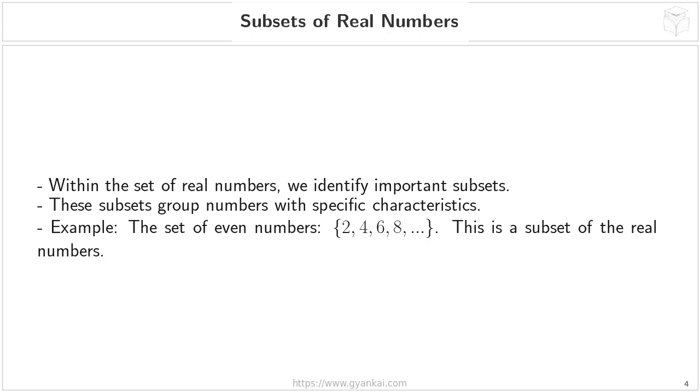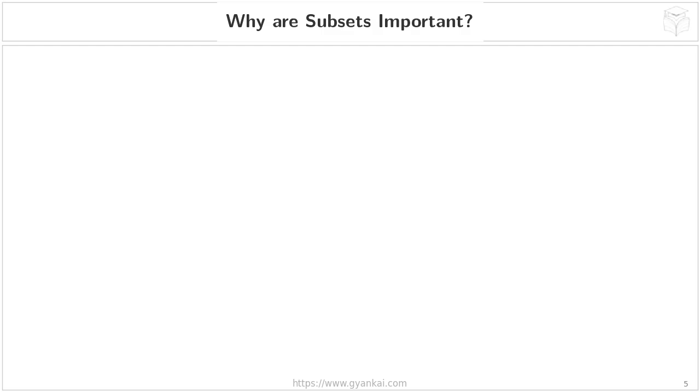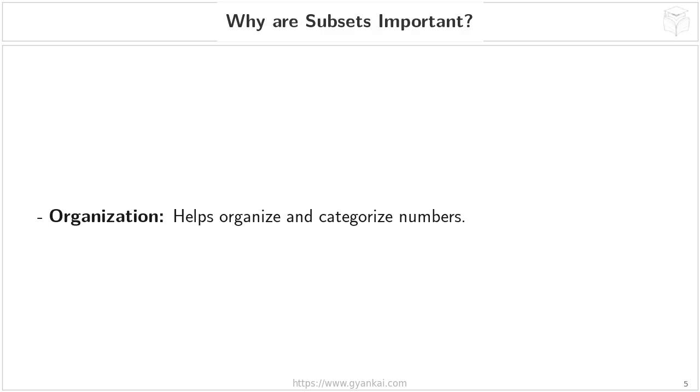As we'll see on the next slide, this organization isn't just for neatness. It actually impacts how we perform mathematical operations and solve problems. Why are subsets important? Think about it, mathematics deals with a lot of different numbers. By grouping them into subsets, like we saw with even numbers, or we'll see with integers and rational numbers later, we create a system for organizing and categorizing them. This makes everything much easier to manage and understand. It's like sorting your books by genre instead of just having a big pile. It's much easier to find what you need.